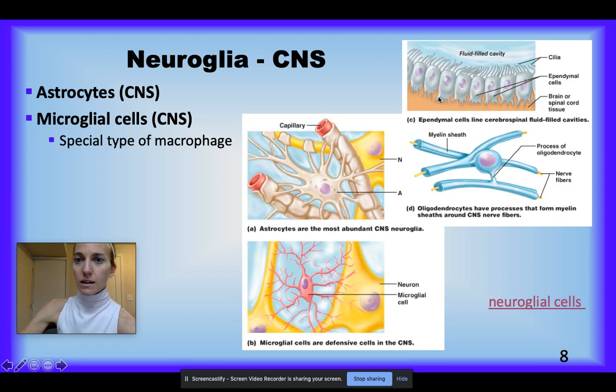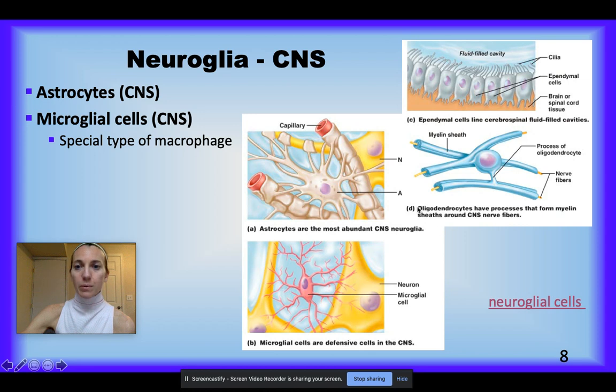If you look, this is being labeled as the brain or spinal cord tissue. And this is a fluid-filled cavity. The fluid that's filling this cavity is your cerebral spinal fluid. We'll look more at this in the central nervous system chapter. But these ependymal cells basically create a sort of barrier between your cerebral spinal fluid and your brain. So in bacterial meningitis, these ependymal cells are actually compromised. That's one of the reasons that it can progress so quickly and dangerously.